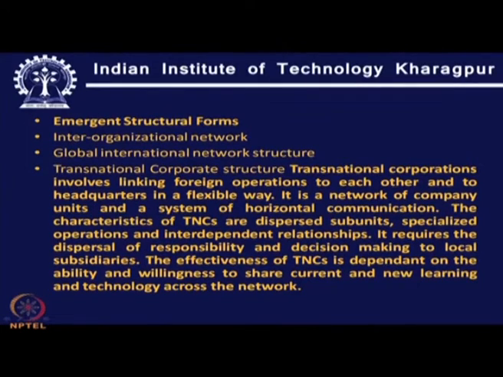The characteristics of TNCs are dispersed subunits, specialized operations and interdependent relationships. It requires the dispersal of responsibility and decision making to local subsidiaries. The effectiveness of a TNC is dependent on the ability and willingness to share current and new learning and technology across the network.